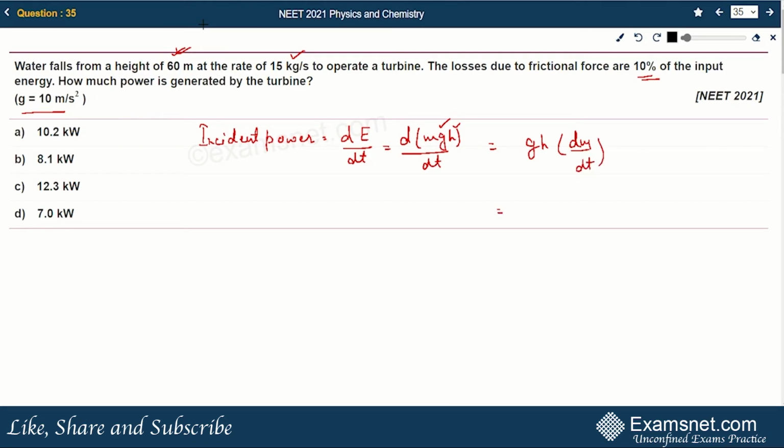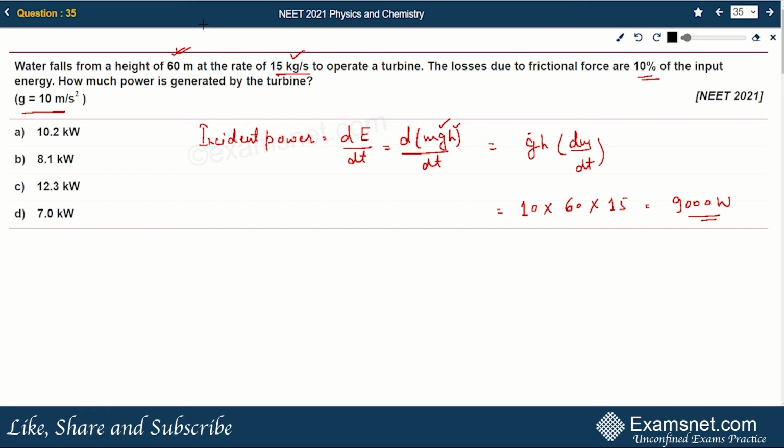So here the value of acceleration due to gravity will be 10 meter per second square as given in the question. Height is also given as 60 meter and dm by dt is the rate of mass flow, which is given as 15 kg per second. On solving this, we'll get 9,000 and the unit will be watt. So 9,000 watt power is totally created.